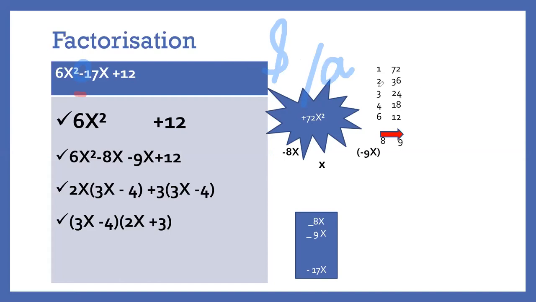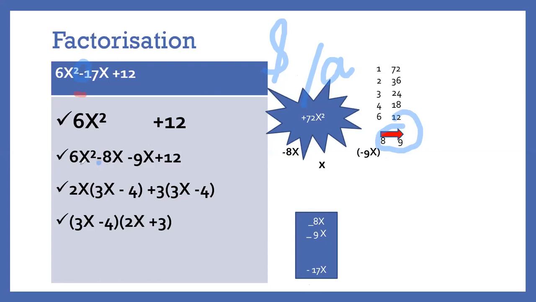Okay, which two factors do we have to add? We get 17. Obviously, when we add 8 and 9, we get 17. And which 17 do we get? We have to get minus 17. So we have to add minus 8 and minus 9, so we get minus 17x. So here we have to write minus 8x and minus 9x.